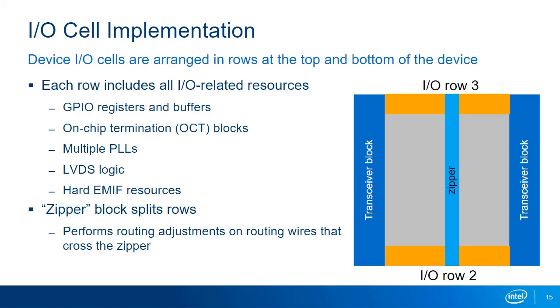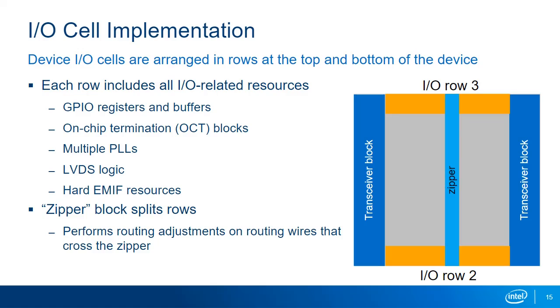The I/O rows and transceiver block I/Os are numbered, so the I/O row on the bottom is 2 and the row on the top is 3. Each I/O row is split by a zipper block. This zipper block adjusts routing as needed for signals that cross over from one side of the chip to the other. The zipper is not specifically involved in implementing memory interfaces, but, as you'll see, the location of memory interface resources can be referenced with respect to the zipper.